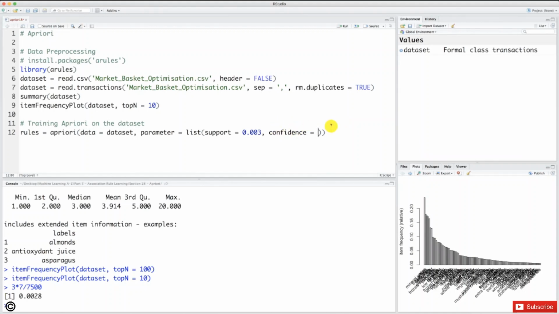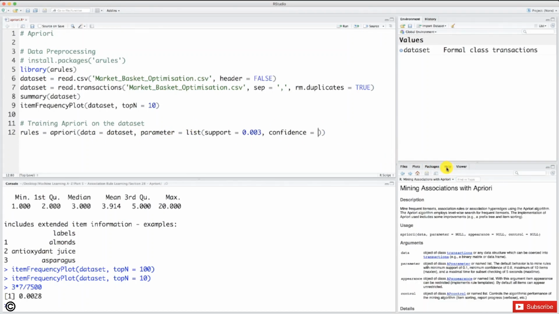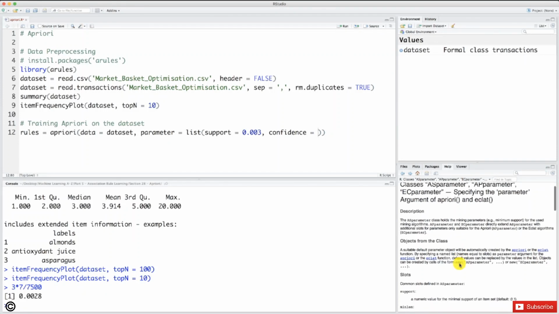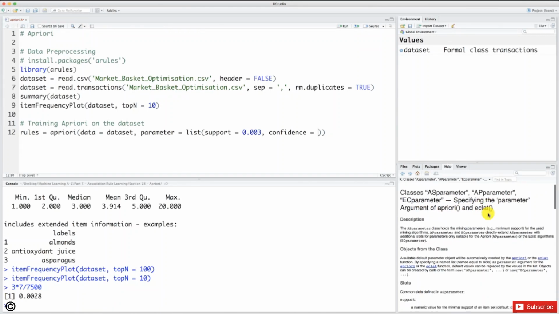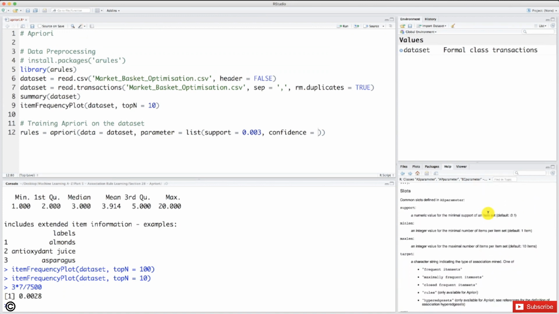So we will start with the default value, which is actually 0.8, I think. We will have a look at it. We can go back to help here to look at the description. If we want the info about these two arguments, support and confidence, what we need to do is click on this AP parameter here, which is the class. And here we go. That gives you the information on the parameter argument of Apriori and Eclat. Eclat is the other model that we'll make after this section. And as you can see, we get the information about the support and confidence and other arguments.